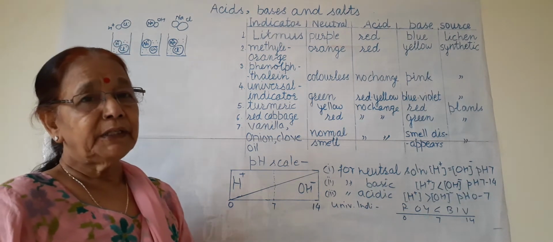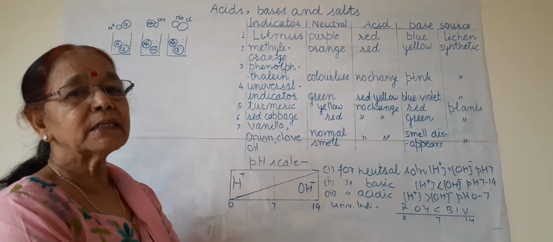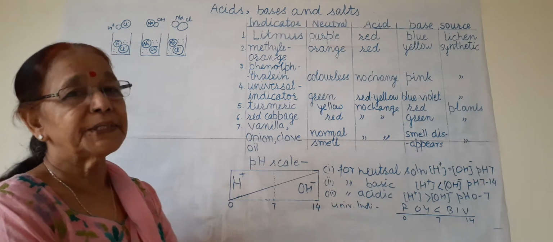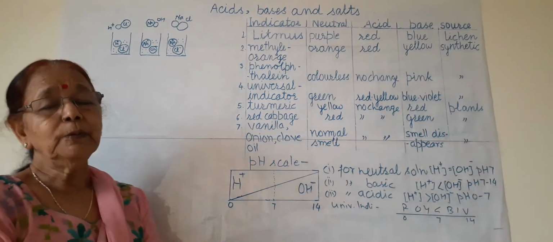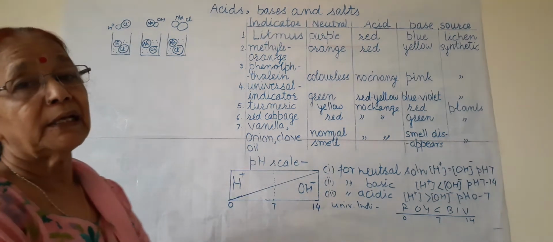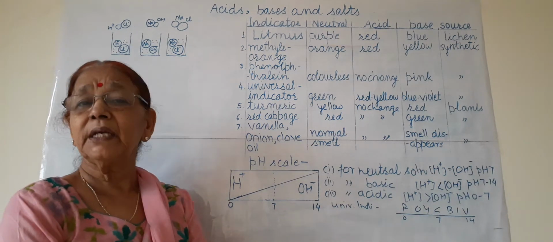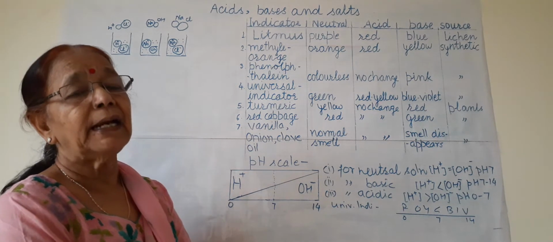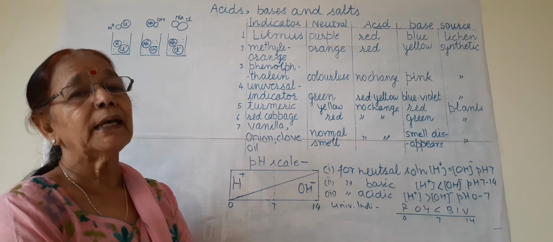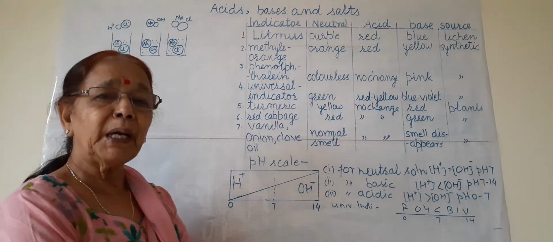Today we will start with the new chapter: acids, bases and salts. Electricity is completed and now this is the new chapter in chemistry. First of all, we should know that all the compounds are divided into three categories depending upon their properties, and these categories are acids, bases and salts. In brief, we will take one by one.